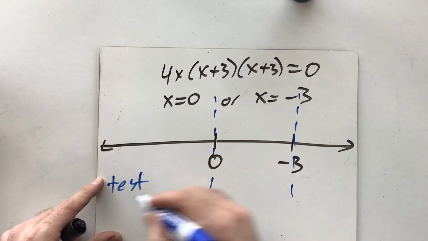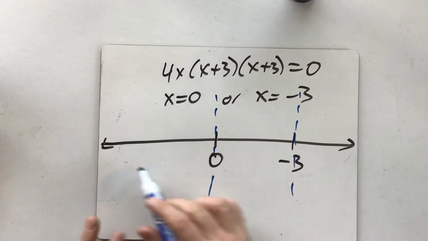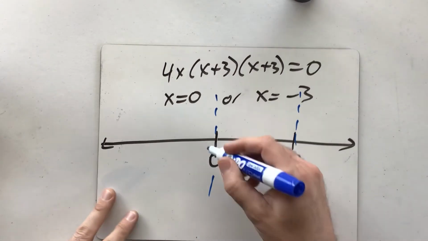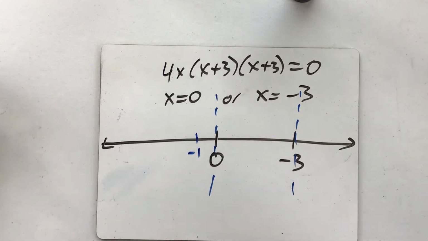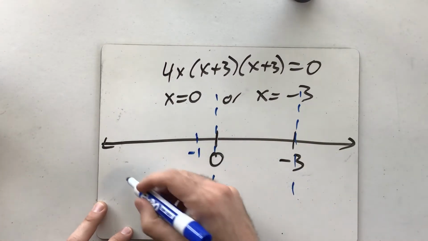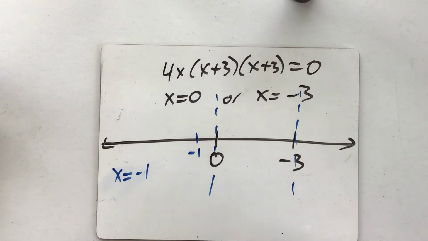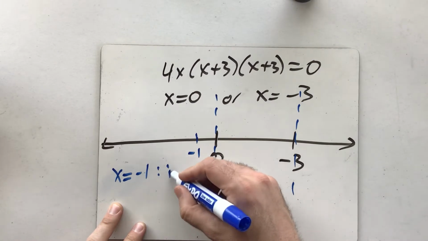this section right here. So all I'm going to do to test it is pick some number that's less than 0. Choose your favorite number less than 0. For me, my favorite number less than 0 is -1. -1 is a nice simple number to work with, so I'm going to use x equals -1. And I'm going to ask, is the graph going up or going down at -1?